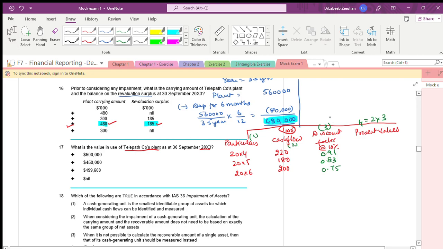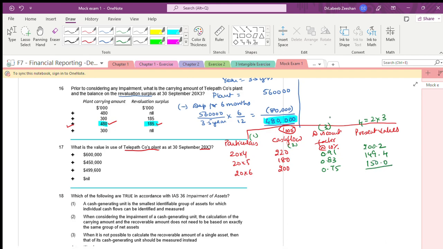Is it 2 times 3? How much will you get? Just do it. 220 times 0.91 comes to 200.2. 180 times 0.83 comes to 149.4. 200 times 0.75 comes to how much? 150.